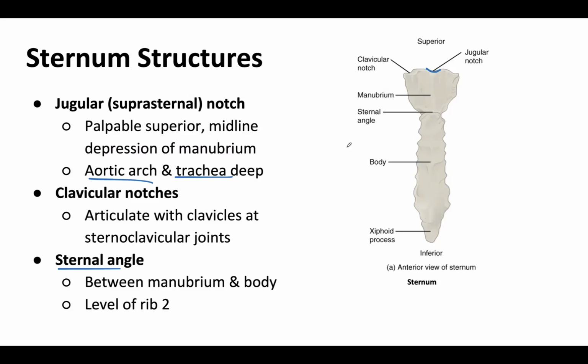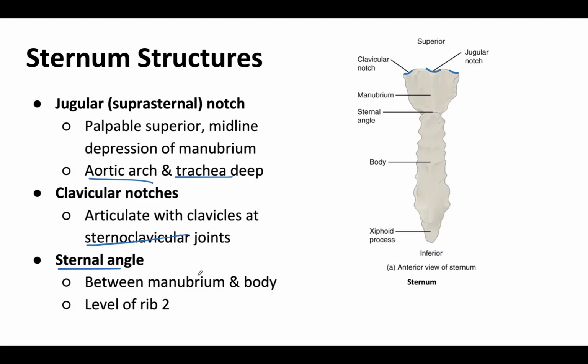If you move lateral on either side of the jugular notch, there are going to be two notches that are articular sites for the medial ends of the clavicles, which will form the sternoclavicular joints, which are plane synovial joints that we will discuss more in some upcoming videos. In particular, how that is going to be associated with the upper limb.